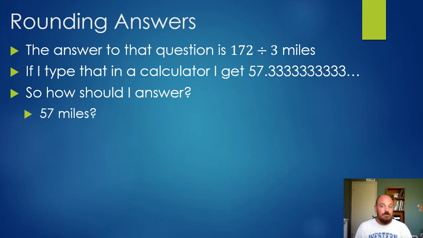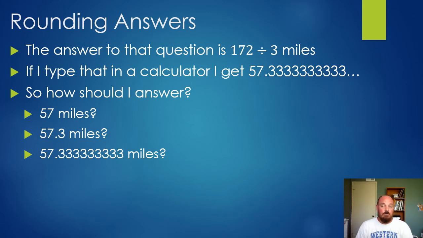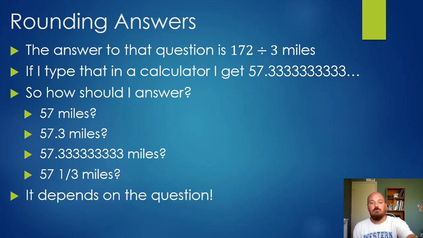Do I round off to the nearest mile? And I'd say each person is going to drive 57 miles. Do I round off to one decimal place? Say each person is going to drive 57.3 miles. Do I write the whole thing? Do I write 57 and just write a whole bunch of 3's on my paper? Do I use fractions? 57 point repeating 3 is actually 57 1/3 miles. So you have a lot of choices. It depends on the question.